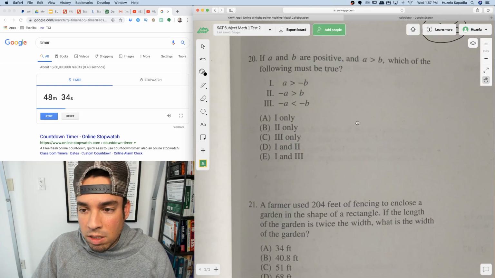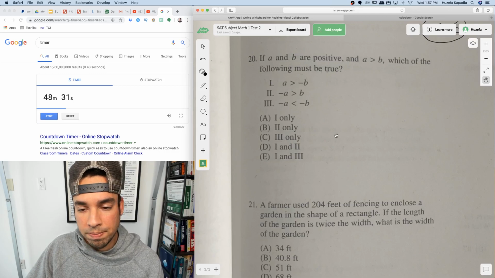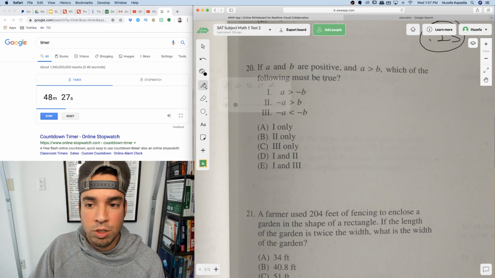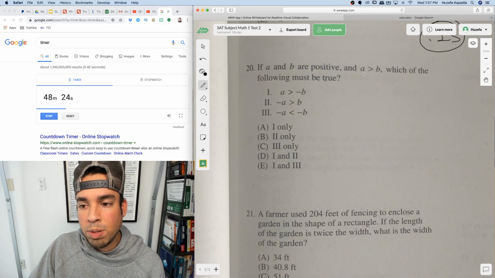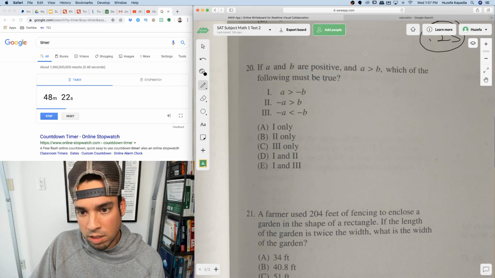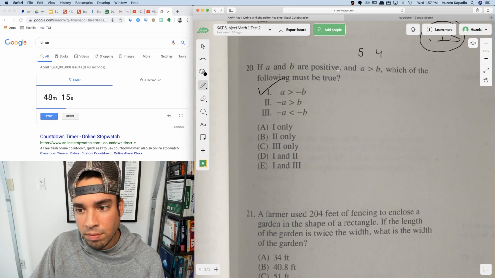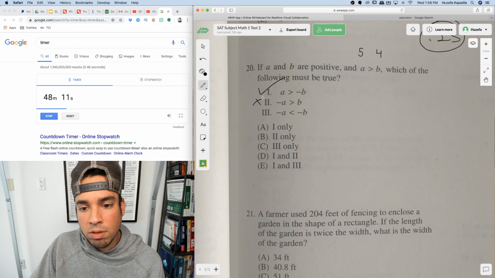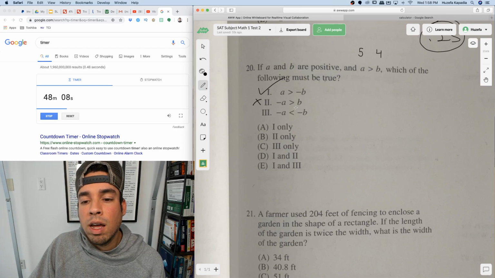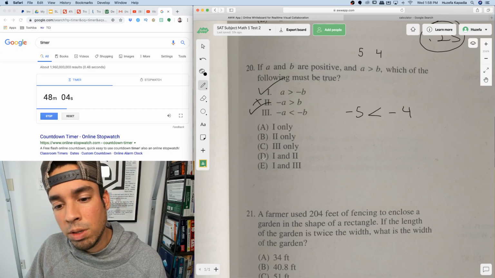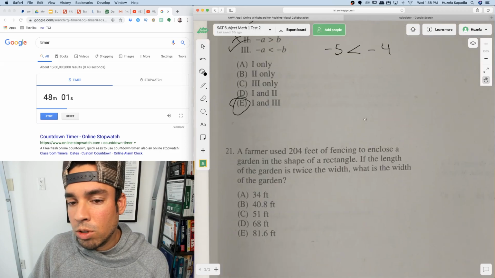If a and b are positive and a is greater than b, which of the following must be true? This must be true, right? Because if they're both positive, like let's choose a number, this would be 5 and this would be 4. 5 is greater than negative 4. Negative 5 is not greater than 4. Negative 5 is less than negative 4. That's also true. So 1 and 3. Pick numbers in those cases, much easier.